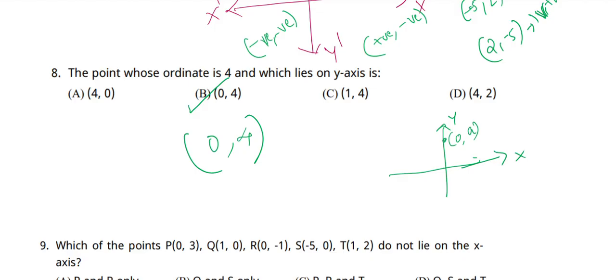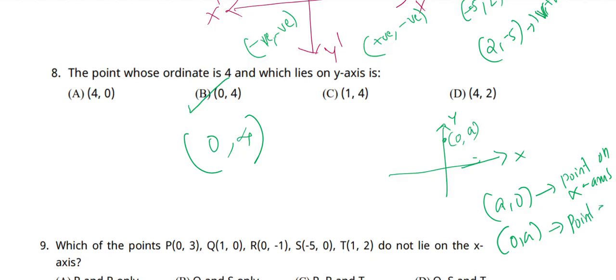That means (4, 0) is a point on the x-axis. Okay. So the (a, 0) format means a point on the x-axis, and the (0, a) format means the x coordinate is 0 and the point is on the y-axis.